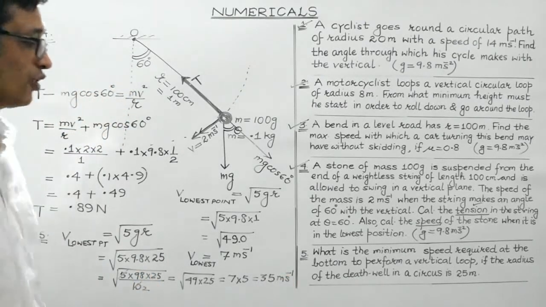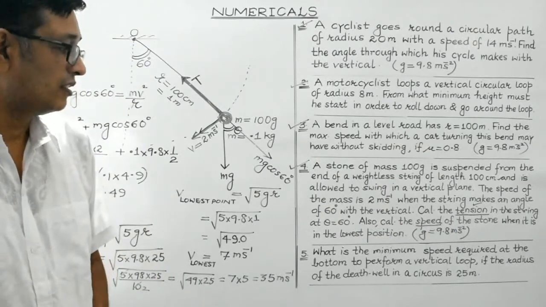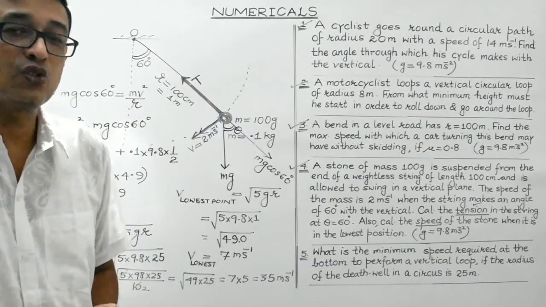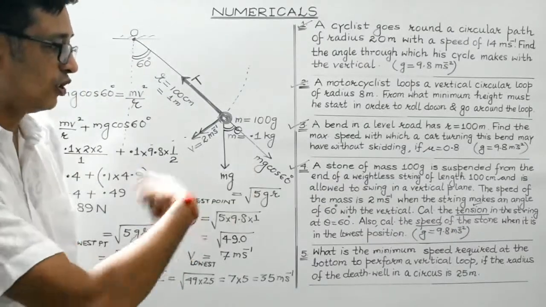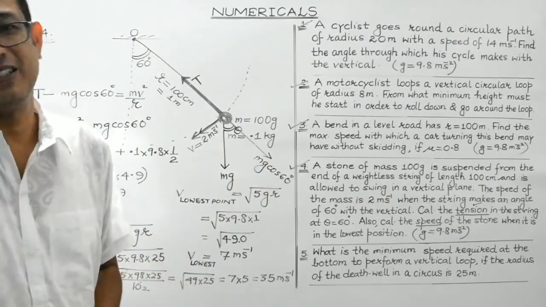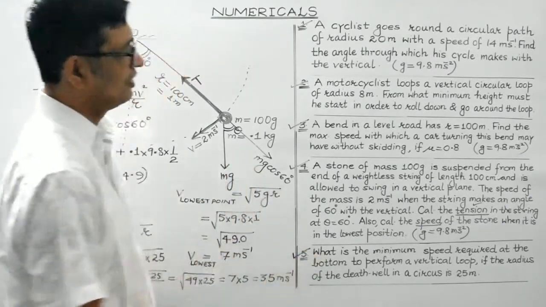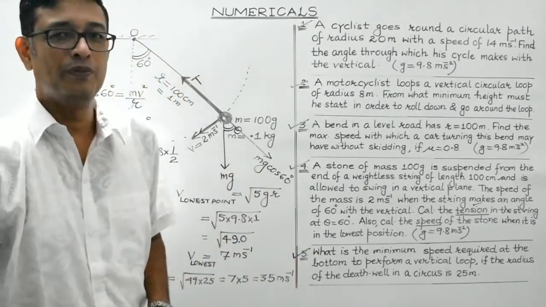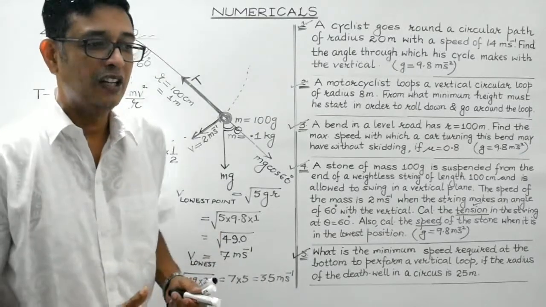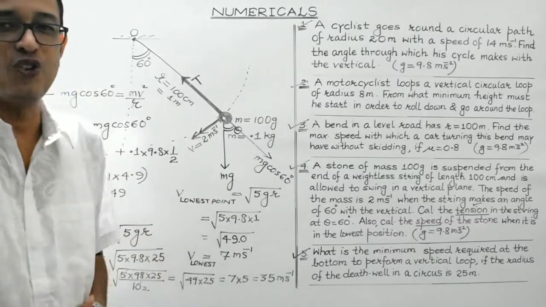So the minimum velocity which the person is supposed to possess so as to execute this vertical circle loop in the case of a death well is 35 meter per second, right? So we are done with all the questions, and students, I sincerely hope that these are the questions which you should enjoy while doing. These are some very basic and simple questions.